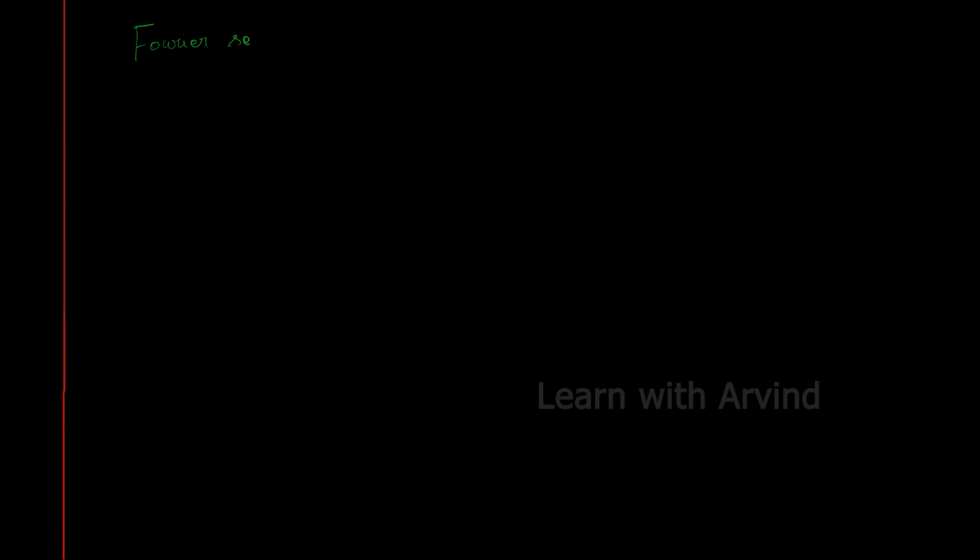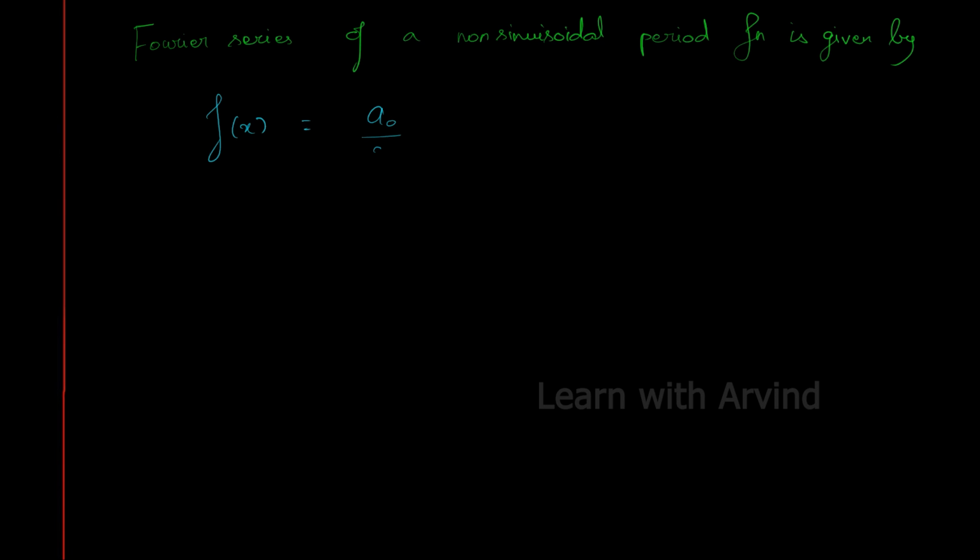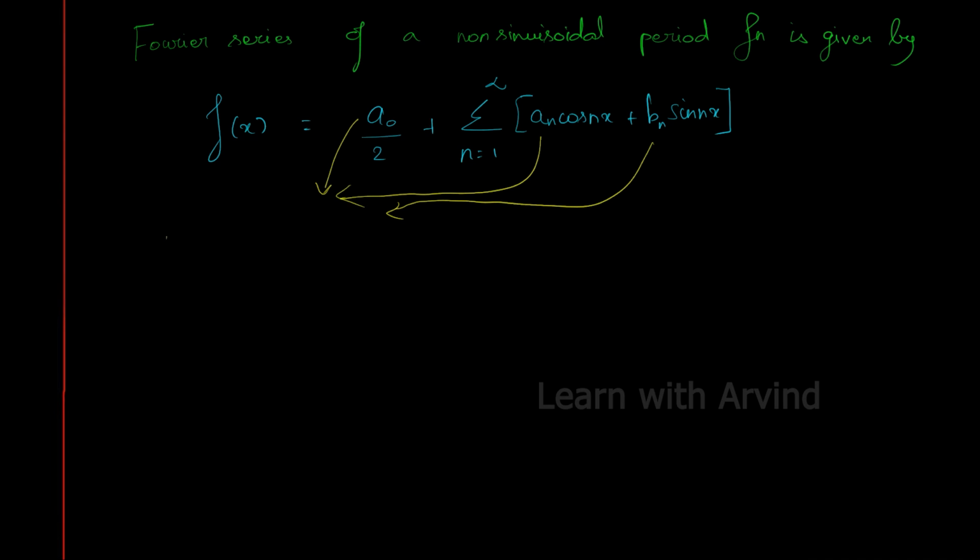Fourier series of a non-sinusoidal periodic function is given by f of x is equal to a0 by 2 plus summation n is equal to 1 to infinity an cos nx plus bn sin nx, where a0, an and bn are predetermined constants. It tells us the amount of cos and amount of sin present in the Fourier series.